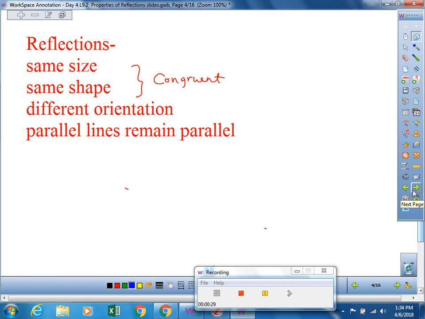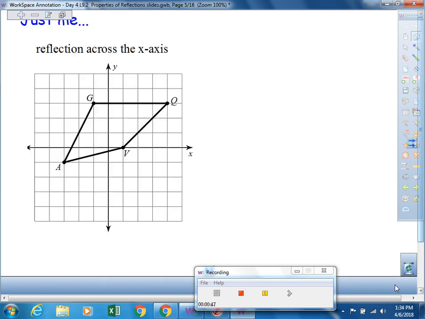Okay, so just a reminder, reflection, remember they're congruent. They have the same size and same shape. It's just flipped, like a mirror image. Different orientation, that's the mirror image, the flip. And parallel lines remain parallel.